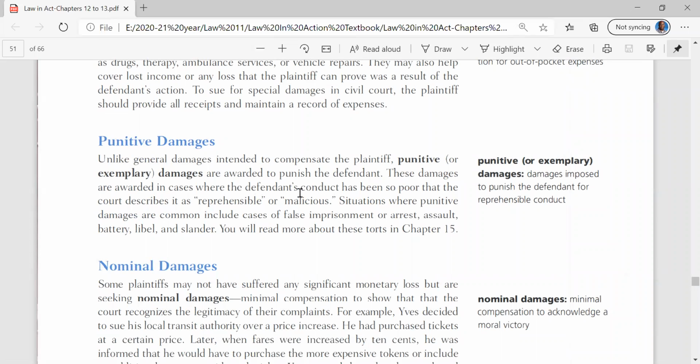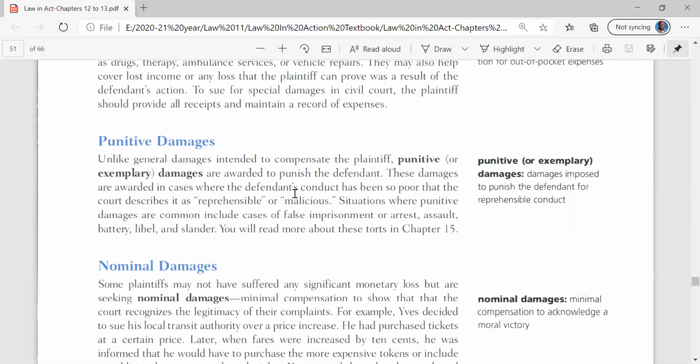Punitive damages are damages imposed to punish the defendant for reprehensible conduct. So that's a damage that you do to punish people, right? Sometimes punitive would be like, you've seen cases like, okay, Thomas, that was a horrible thing you did. You dumped water pollution into the ocean and you killed millions of people. You have to pay $500 million, right?